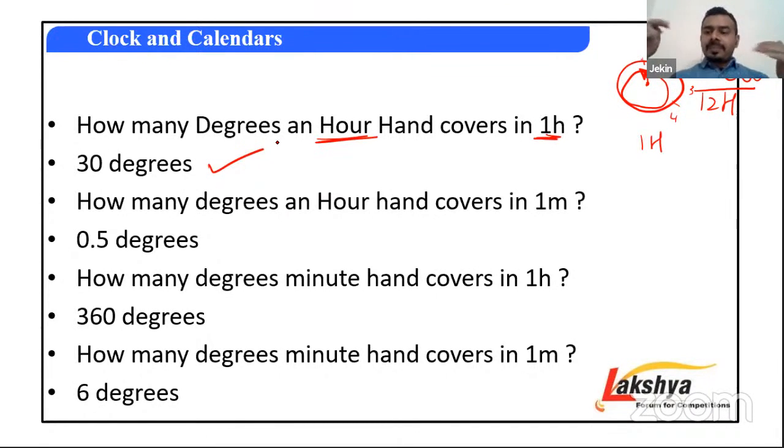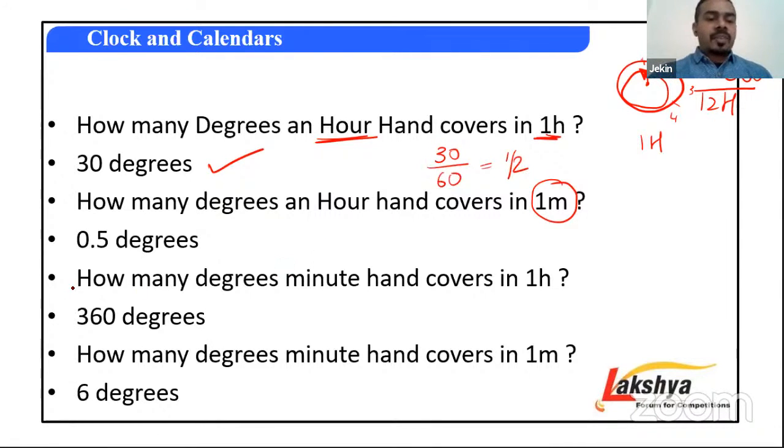What does 1 hour mean? 60 minutes. If the hour hand covers 30 degrees in 60 minutes, how many degrees would an hour hand cover in 1 minute? Simple. This is going to be 30 by 60, which is half. Therefore, an hour hand covers half a degree in 1 minute.